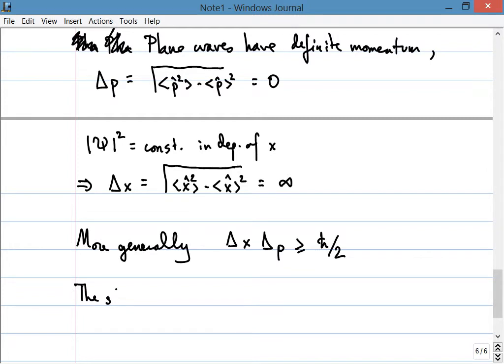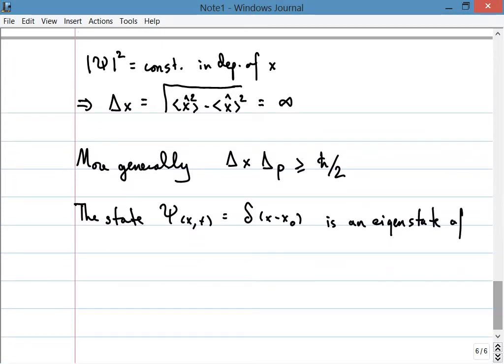In particular, a state psi, which takes the form of a delta function that is equal to 0 if x is not equal to x naught, and infinity if x is equal to x naught, normalized so that its integral is equal to 1. That is an eigenstate of the operator x hat with eigenvalue x naught. Why is that?